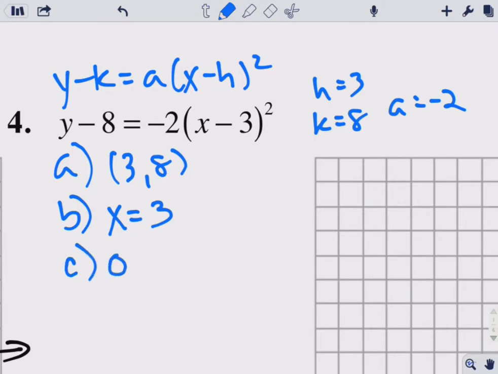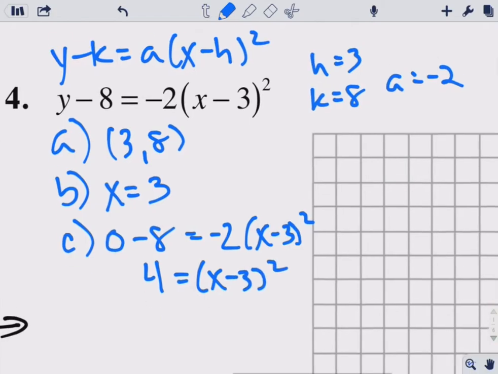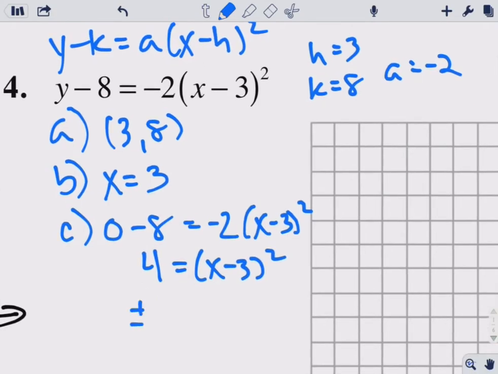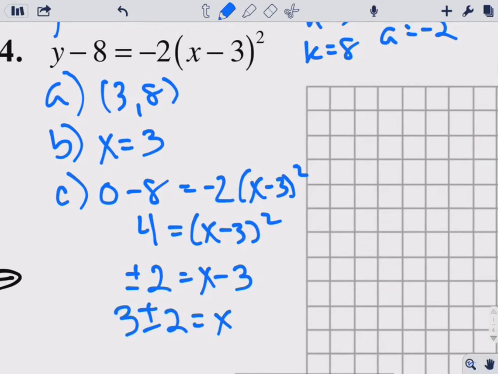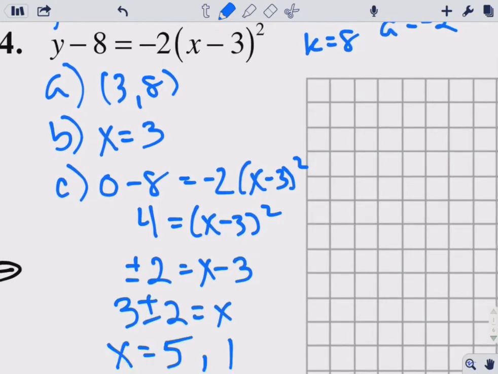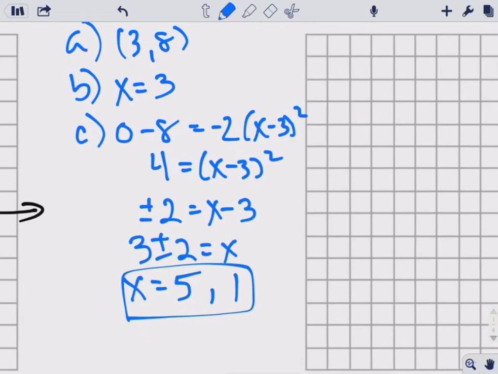C, find the zeros. 0 minus 8 is equal to negative 2 times x minus 3 squared. Okay, 4 is equal to x minus 3 squared. I divided the negative 8 by negative 2. And then I take the square root of 4. Positive or negative 2 is equal to x minus 3. So you get 3 plus or minus 2 is equal to x. That means x is equal to 3 plus 2, 5, or 3 minus 2, 1. Okay, so there's our zeros, or x-intercepts.